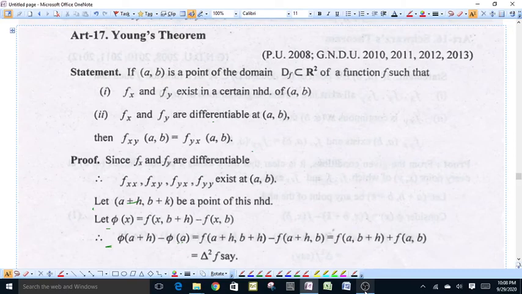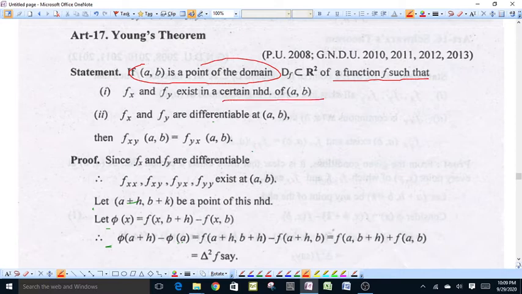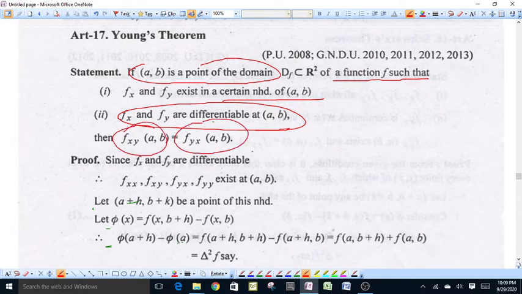Students, today we will discuss Young's theorem. If (a, b) is a point of the domain of function f(x, y) such that fx and fy exist in a certain neighborhood of the point (a, b), and the partial derivatives of f with respect to x and y are differentiable at the point (a, b), then fxy at (a, b) and fyx at (a, b) are equal.